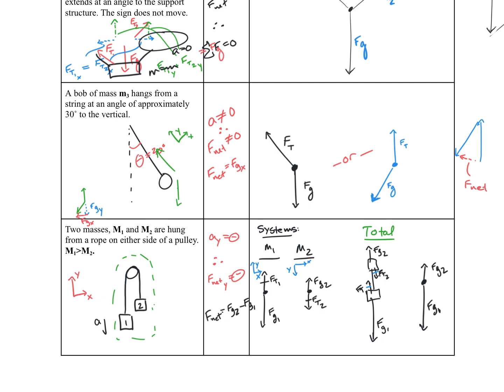And for the entire system, the net force is the sum of the force of gravity on object 2 and the force of gravity on object 1. You'll see that the force of gravity on object 1 is larger. So the entire system, both m1 plus m2, will have an acceleration equal to the difference between these two forces. So that's it for the sample free body diagrams.